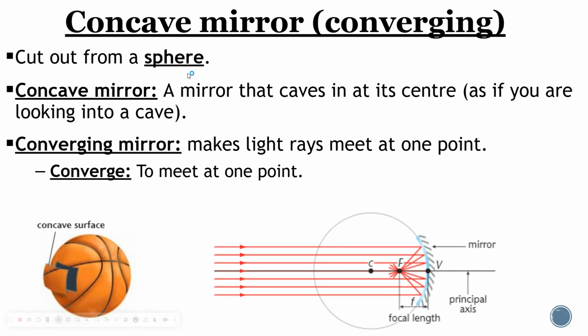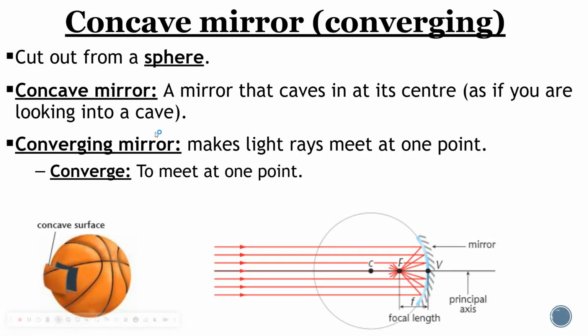Let's start going over some terminology first before we go into the actual ray diagrams. You can think of a concave mirror or even a convex mirror as a mirror that's cut from a sphere. So here's a ball, and you cut a piece of the ball out, and there's a part that curves inwards, that's on the inside, and a part that curves outwards. We're studying the part that curves inwards, the inside surface of this ball. So this is our concave mirror here.